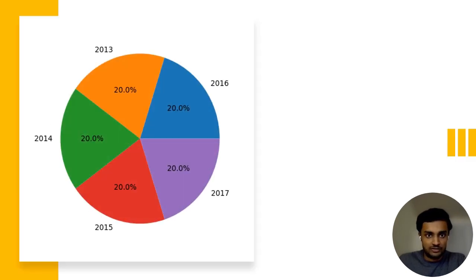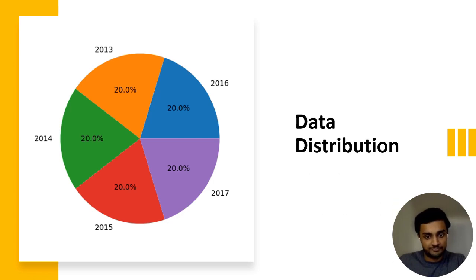Now this is a pie chart of our train set exhibiting a balanced data distribution across different years, indicating no significant data imbalance. Now this uniform distribution ensures that each year is adequately represented in our training data, enhancing the robustness and reliability of our model across various time periods.